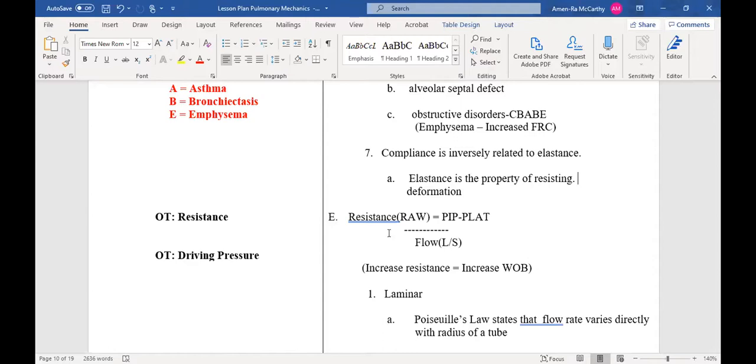This is the formula for resistance. Resistance is written as RAW, R-A-W. RAW equals the peak inspiratory pressure, or the peak pressure, minus the plateau pressure, divided by the flow that's going through in liters per second.